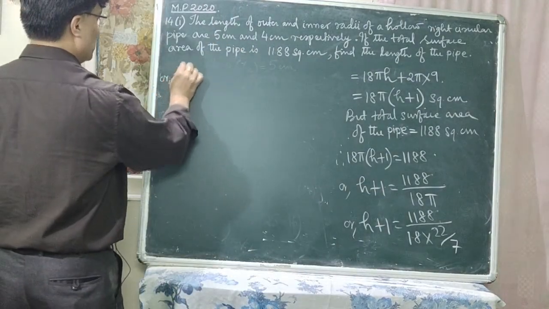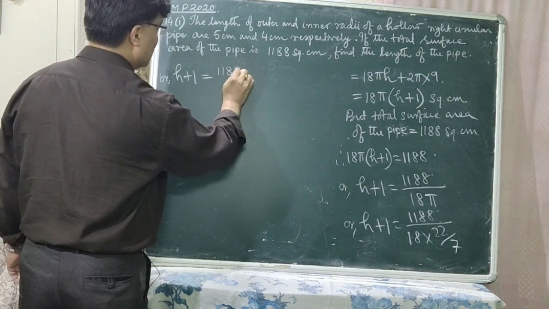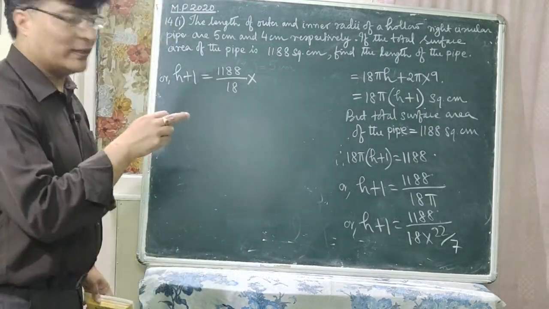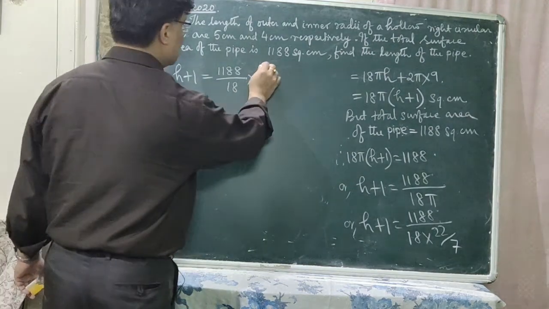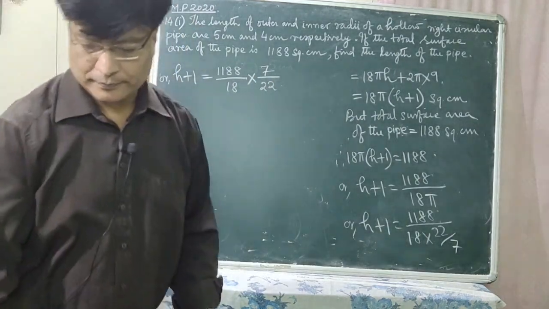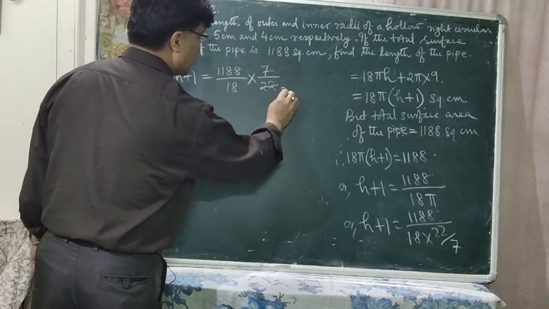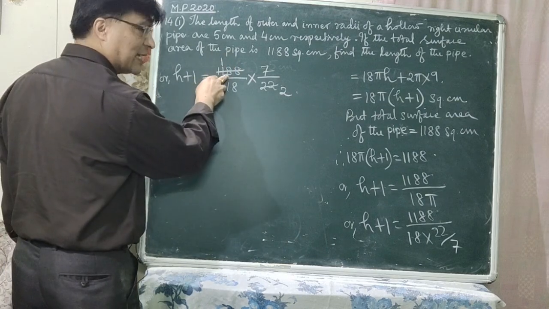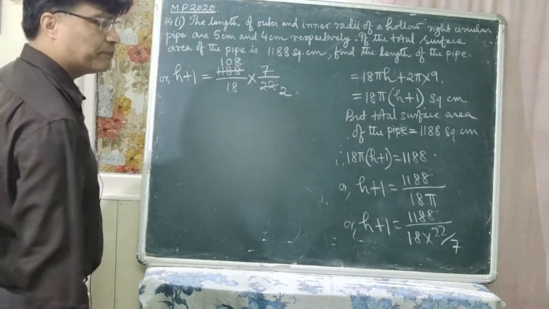Or h plus 1 is equal to 1188 divided by 18 into. So now when this 22 by 7 goes up in the numerator, it becomes upside down, that is 7 by 22. So let us cancel it. So 11 cancels. 11 2s are 22. 11 times what? 11 1s are 11. This doesn't go into 8. 11 0s are 0. 11 8s are 88.